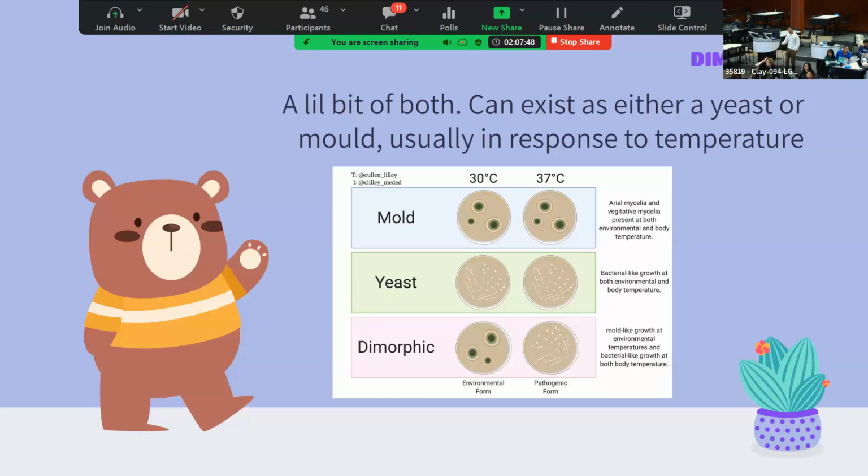And then dimorphic is a little bit of both. They can exist as either, usually in response to temperature. Usually the dimorphic fungi or yeasts are the problematic ones in terms of pathogenesis because they're easily transmitted and they're good at body temperature, 37 degrees, where they're in the yeast form.